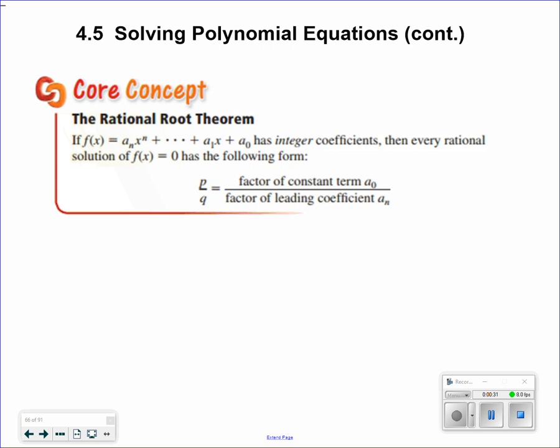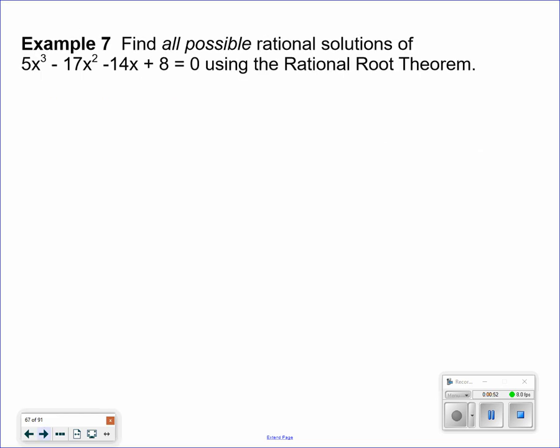What we're going to do is always take the p-value and the q-value. The a sub 1, the last number in any particular situation, is the p-value, and the lead coefficient is the q-value. And it's all the factors of those. This is going to get a little bit confusing, but here we go. I want to know the possible solutions, and this is going to be on your test. I don't want to actually solve this. I just want to know the possible solutions.